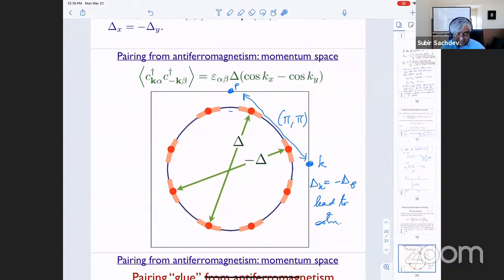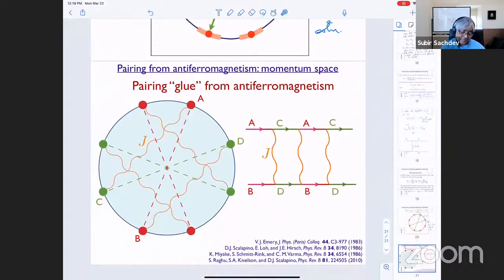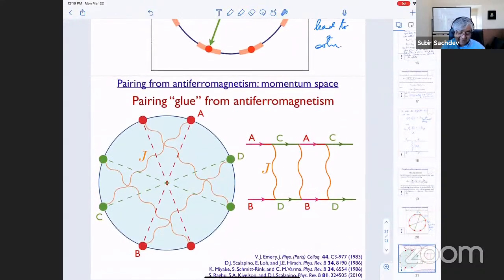Okay, so that's pretty much the end of the chapter. Here's another picture of what's going on. Here now, the green is supposed to represent Cooper pairs which have, say, positive sign, and the red is supposed to represent Cooper pairs that have negative sign of their pairing amplitude.